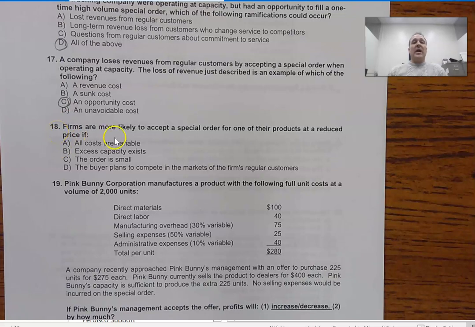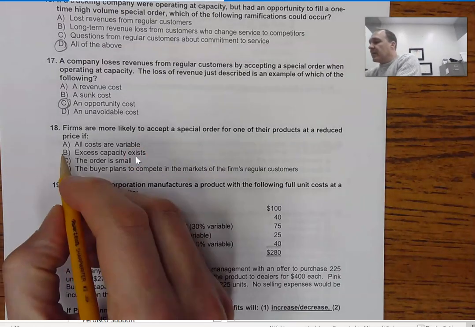It says firms are more likely to accept a special order for one of their products at a reduced price if, okay, so why would we accept it? We've talked about ramifications and so forth, but why would we accept it at a reduced price if A, all costs are variable? Well, that's not the answer because it's simply just not possible. I don't have a problem with it if there was some way that could happen, but that's simply not possible. Let's see here. Excess capacity exists. This is going to be our answer, guaranteed.